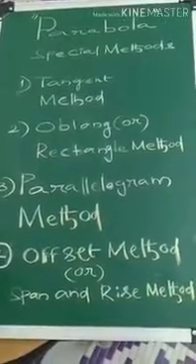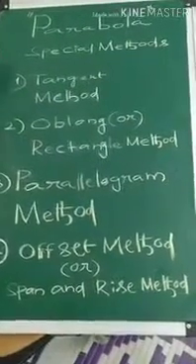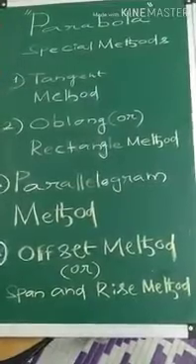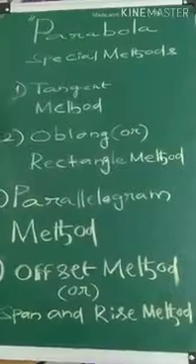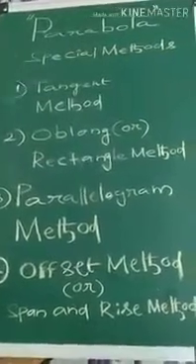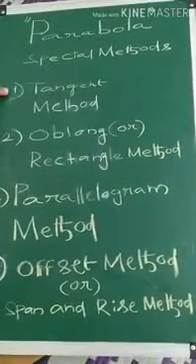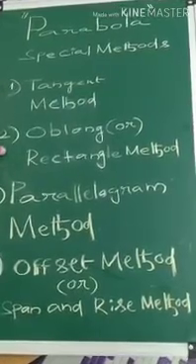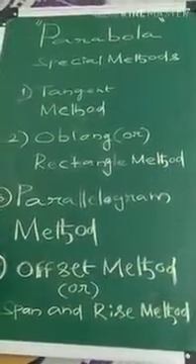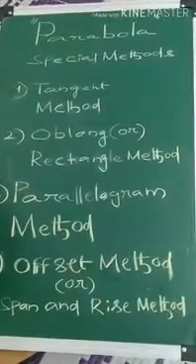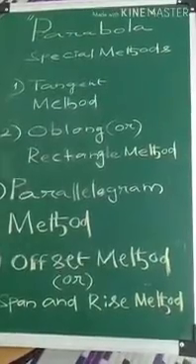Good morning, students. This class is related to the parabola. Previously, we discussed the general method or eccentricity method. Now, the parabola special methods: tangent method, oblong method or rectangle method, parallelogram method, offset method, or span and rise method. The offset method is not included in the syllabus.